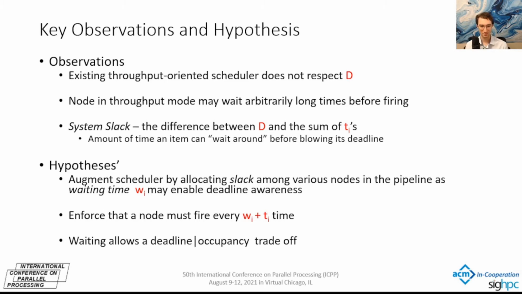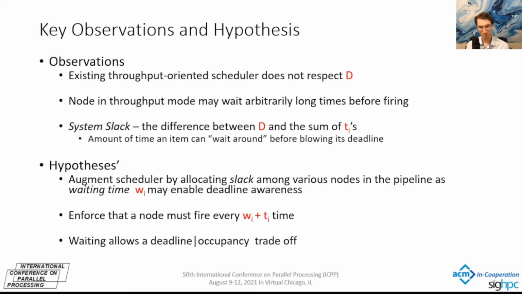Our hypothesis is that we can augment a scheduler by allocating slack intelligently among various nodes in the pipeline as a waiting time W_i, in an attempt to enable deadline awareness for the scheduler. Specifically, we're going to enforce that a node must fire in a duty cycle of wait time W_i plus execution time T_i.